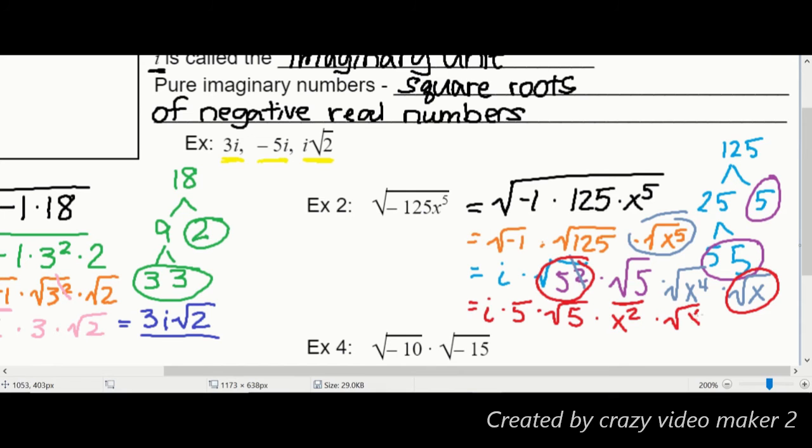So then combining all of these together, you end up with 5 from here, x squared, i, times the square root of 5x. And then that ends up being your final answer.